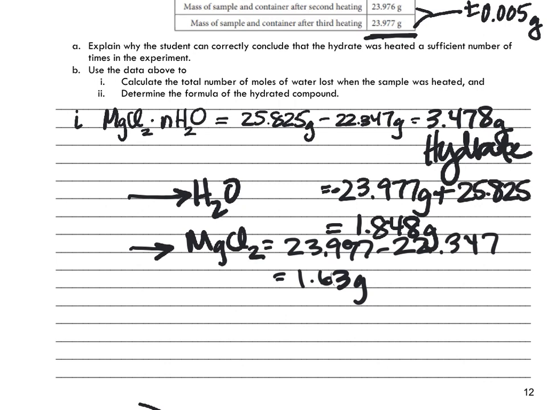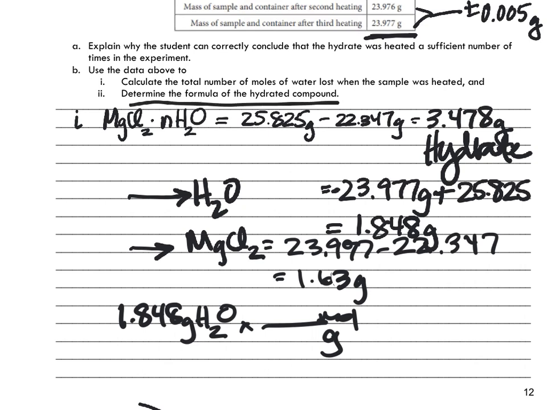Question 1 really wants us to take our mass of water and get it from grams to moles. Then it wants to know what the ratio is to find the formula of your hydrated compound. Well, I need to know the moles of my other part. So I'm going to take that 1.630 grams of the anhydrous and go from grams to moles.